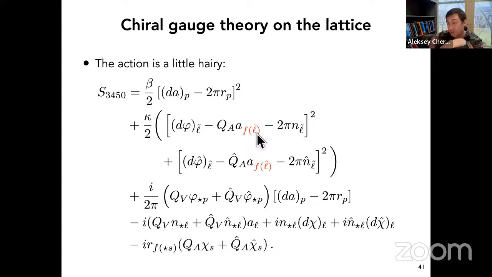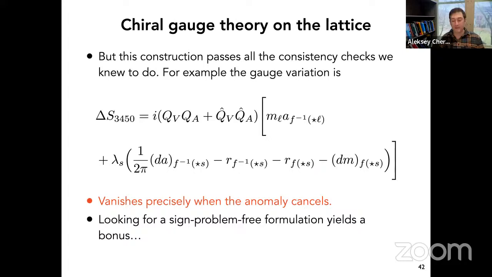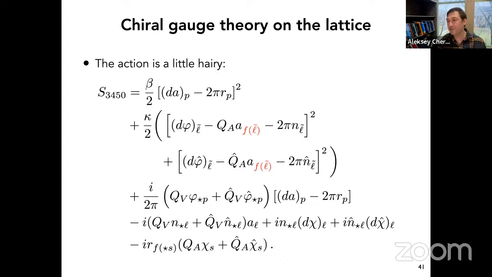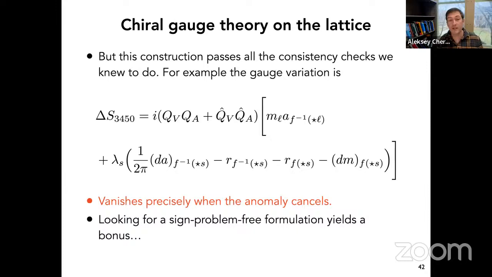And then there are the easier-to-write couplings where dA basically couples in an axion-like way to these phi fields. That's where the vector charges come in. And then you need to write a bunch of other terms to make sure that this is genuinely gauge invariant under all of the symmetries, all the gauge redundancy, discrete and continuous. So this may be a bit hairy, but it's just the thing that you would get if you follow your nose from what we started with back with the vector-like gauge theories. And it passes all the consistency checks that we knew to do. So just as an example, the gauge variation of this thing is this horrible thing. And the main thing to note about it is, whatever horribleness it has, I didn't write zero here. The gauge variation is not zero in general.